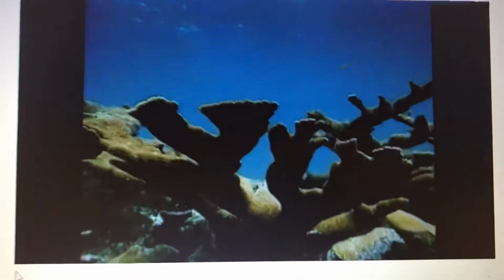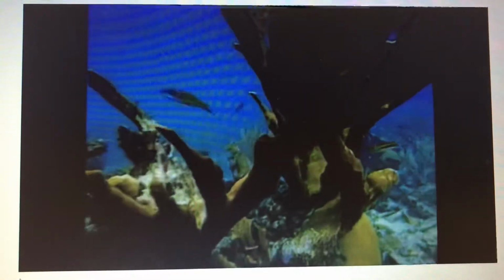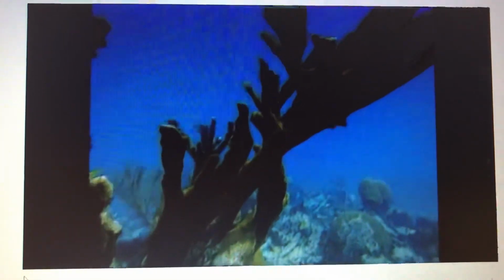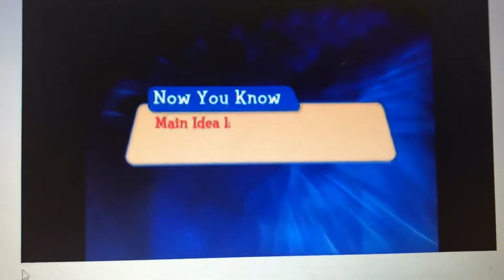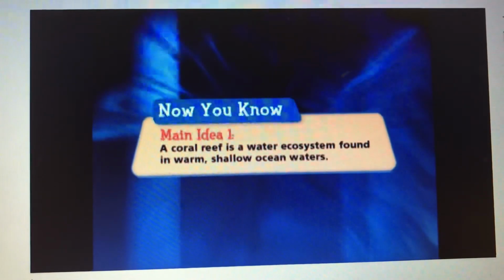We looked at the living part of a coral reef. Let's see what's not living. Do you have any ideas? Is the water living? What about the rocks? How about the sand at the bottom of the sea? And that sunlight we talked about earlier? Nope. None of those are living things. But the living and non-living things depend on each other. So, now you know. A coral reef is a water ecosystem found in warm, shallow ocean waters.